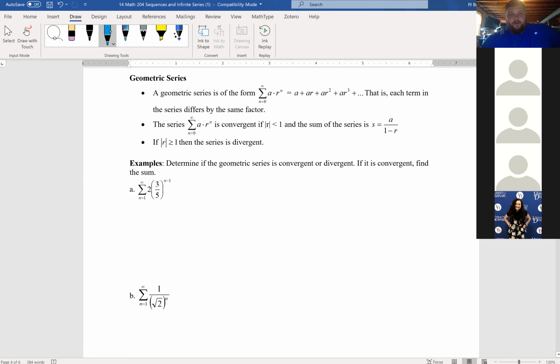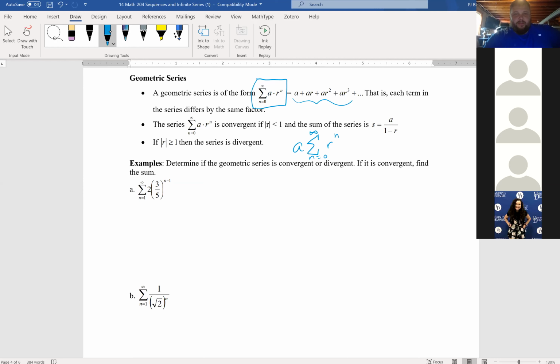All right, so the first one we learned is geometric series. And the geometric series has to be in this form. Notice when you write out the terms, every term has an a in it. So realistically, you could write the summation as a times the sum n equals 0 to infinity of r to the n. But typically we leave the a inside. And it's just r to the 0, r to the 1, r squared, r cubed, and so on.